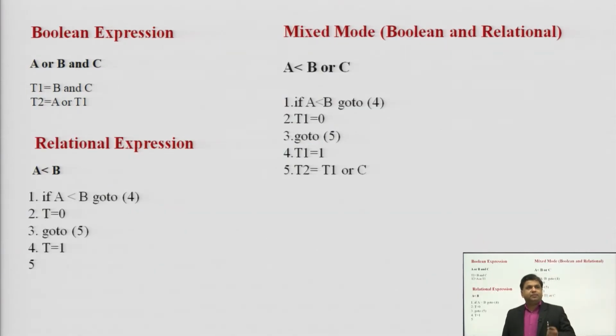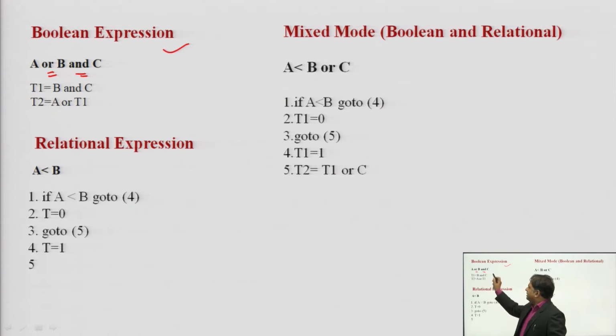So, in this sequence we may have 3 types of problems. One is Boolean expression, that means a statement having only the Boolean operations, that is and, or, not. For example, this is an expression: A or B and C. So, how can I write the 3 address code?